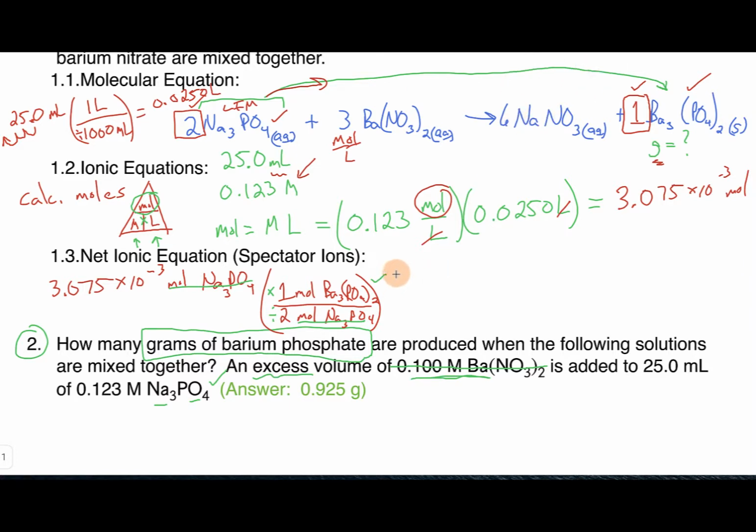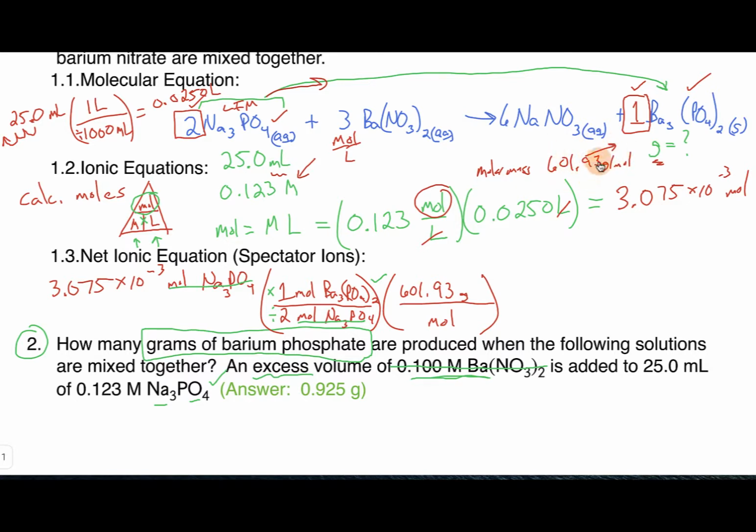But just for the sake of time and space, I want to go ahead and then use the molar mass of the barium phosphate to do the final step in the calculation, which is determining the number of grams. Right, so the molar mass of this guy is 601. It's a pretty big molecule.